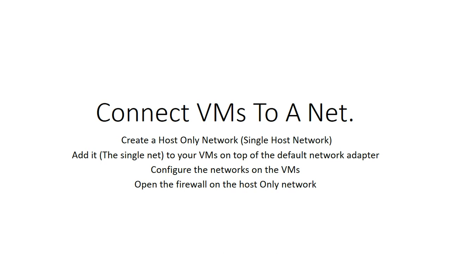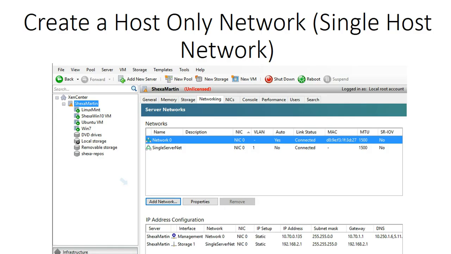Then we add that host only network to all virtual machines that we want to have in the network. We configure the networks of those virtual machines. We open the firewall so that the communication is not blocked. So how do we do that?